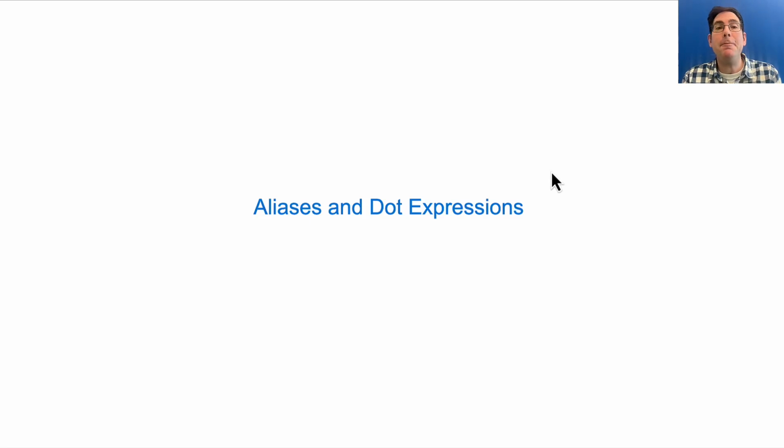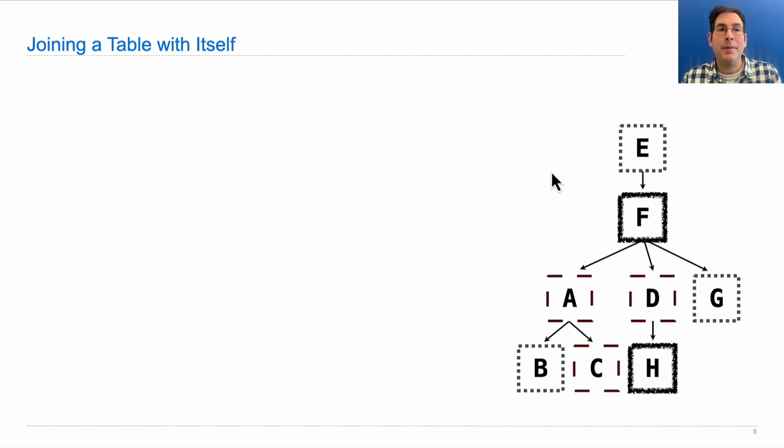If two tables have the same column name, then you need a dot expression to distinguish which column you're talking about. And when two tables have the same name, then you need an alias to distinguish which table is which. These both occur when you join a table with itself, which is commonly needed. You need it in order to write down a query that considers two rows at once.